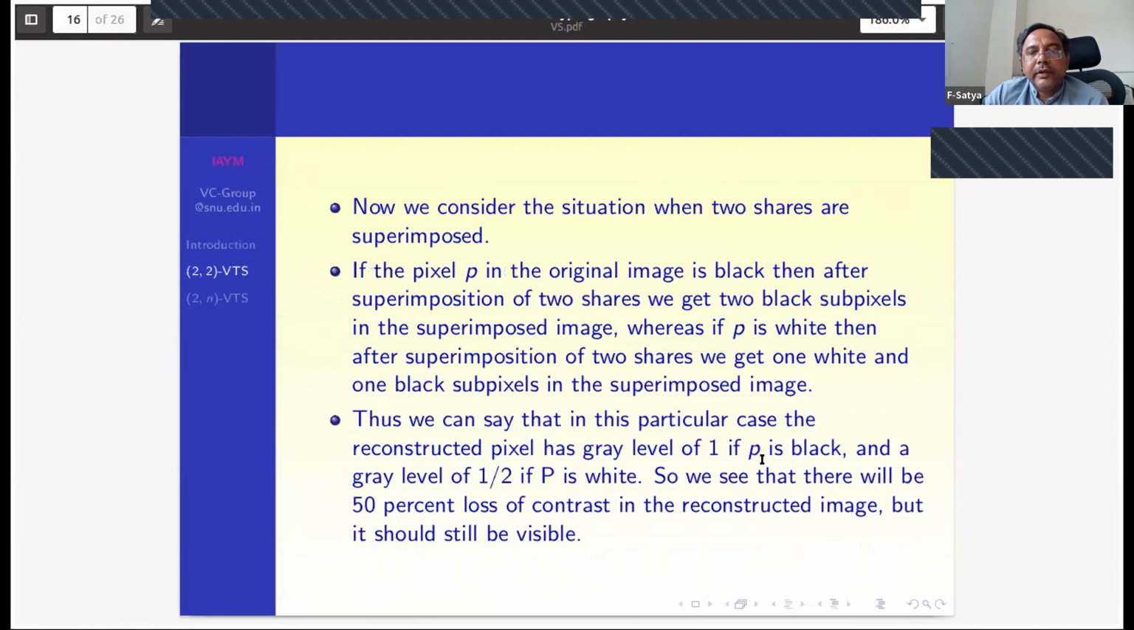Now we consider the situation when two shares are superimposed. If the pixel P in the original image is black, then after superimposition of the two shares, we get two black subpixels in the superimposed image. Whereas if P is white, then after superimposition of the two shares, we get one white and one black subpixel in the superimposed image. Thus, we can say that the reconstructed pixel has gray value 1 if P is black, and the gray value of white is 1/2, not 1. So there will be a 50% loss of contrast in the reconstructed image, but it should still be visible. We are actually losing some information, but it is still not a problem.